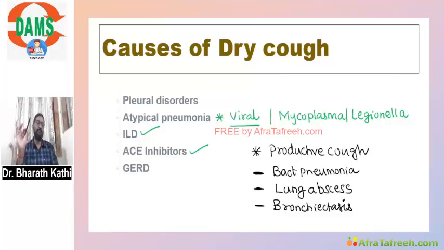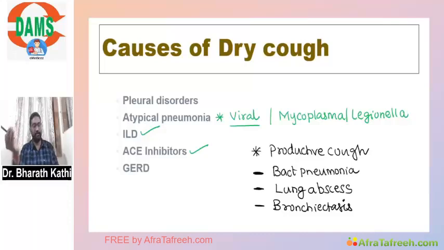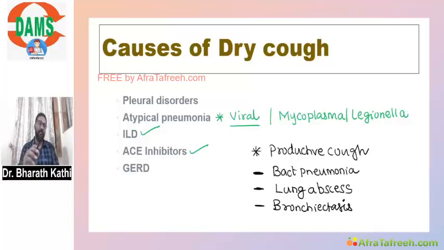Whereas dry cough: the atypical pneumonias, usually viral pneumonias, the pleural disorders, interstitial lung diseases, and ACE inhibitors generally cause dry cough. ACE inhibitors such as enalapril, captopril, and GERD. So this is regarding causes of dry cough and productive cough.